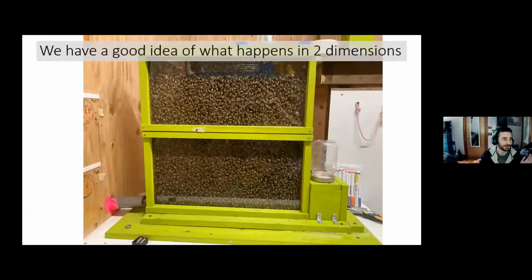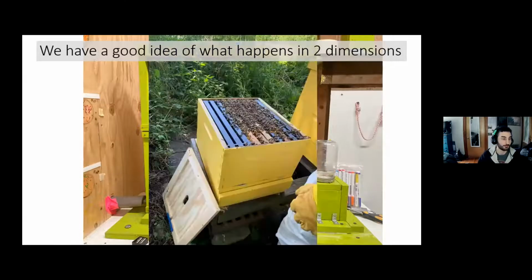So I guess we now have a good idea of what happens to honeybee colonies in 2 dimensions. But remember, all my studies so far have been on these 2-frame observation hives, which are just a vertical slice of a honeybee colony. Real, full-size honeybee colonies look more like this. Instead of 2 frames, they're 10 frames across with 2 of these boxes stacked high. So they're 20 frames, 10 times larger than the colonies that I was looking at before.